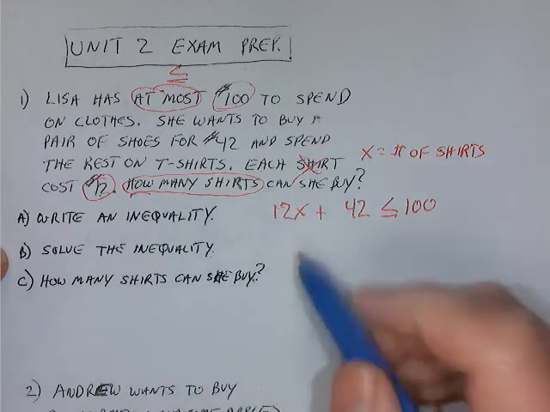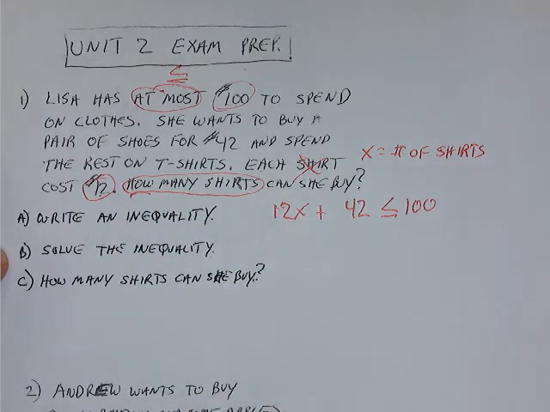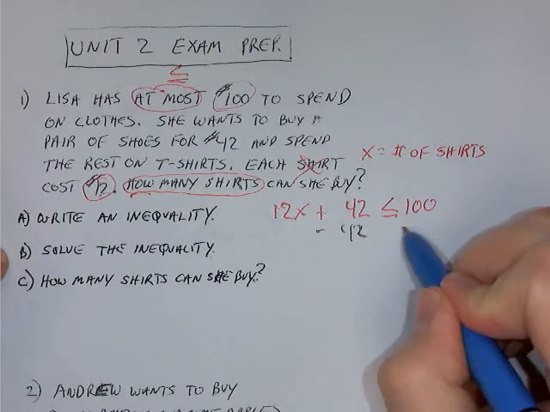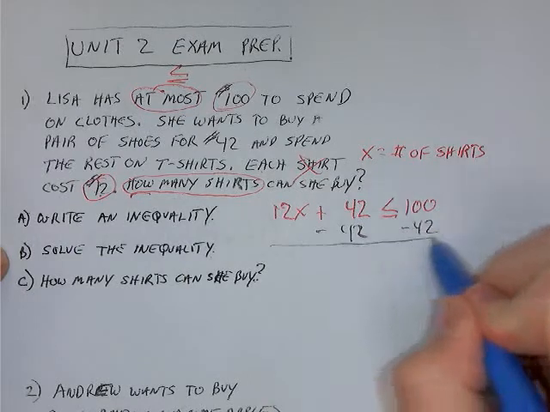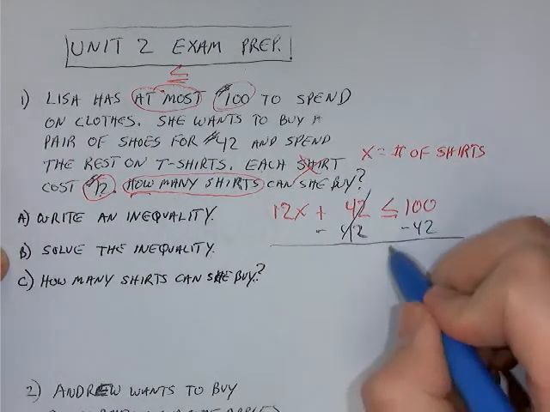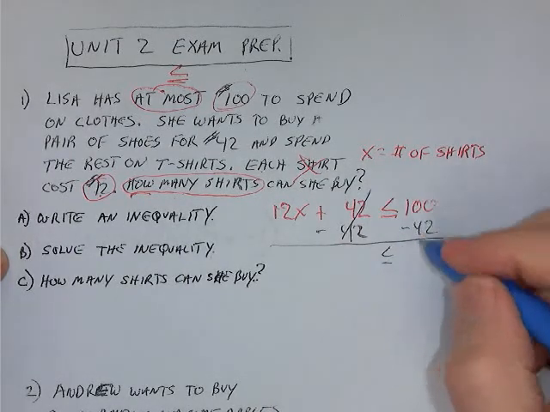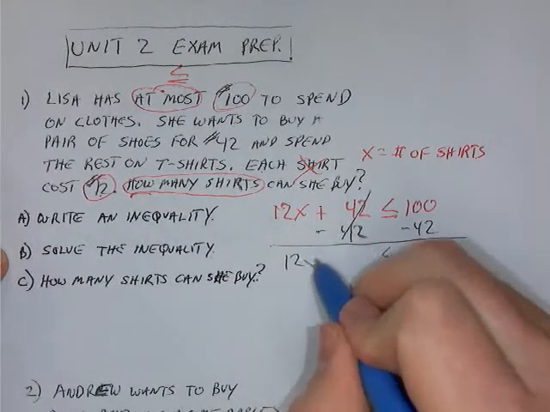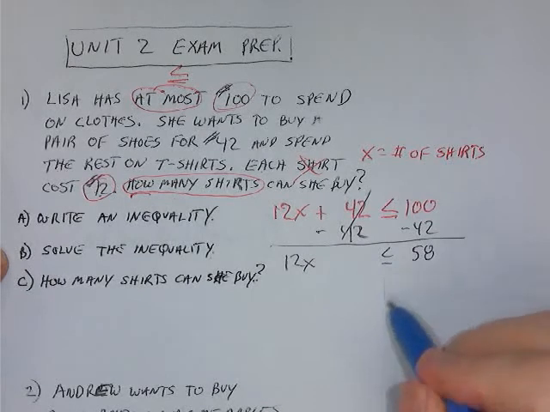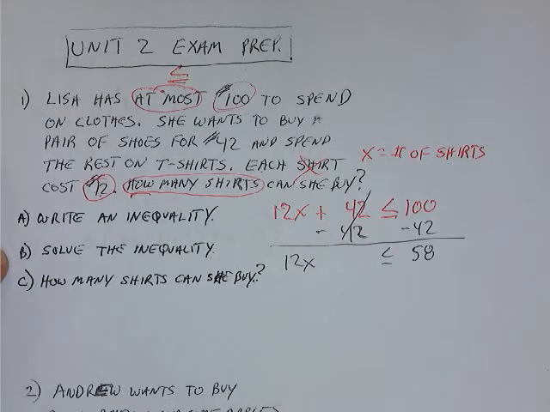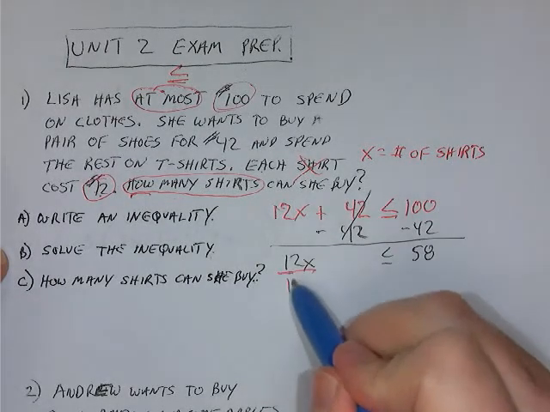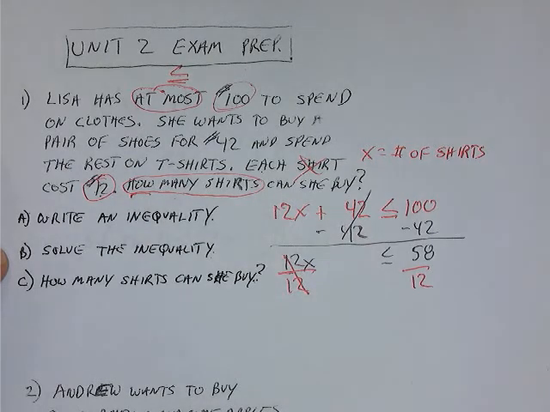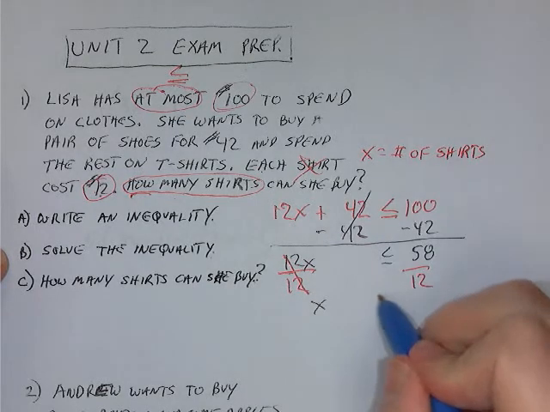All right, so now we need to solve. So I will subtract 42. That's gone. That's going to give us 58. Bring down the 12X. And next I divide by 12. That's gone. And we get X less than or equal to.